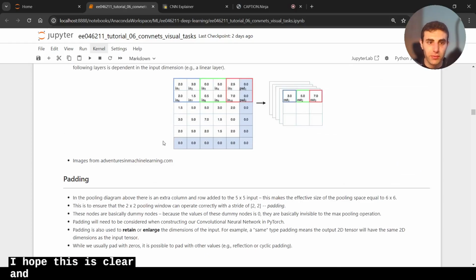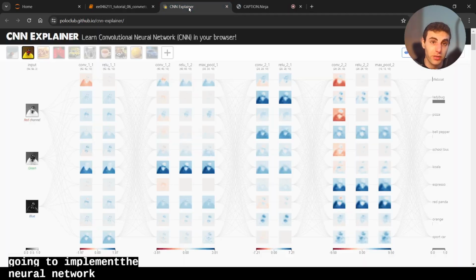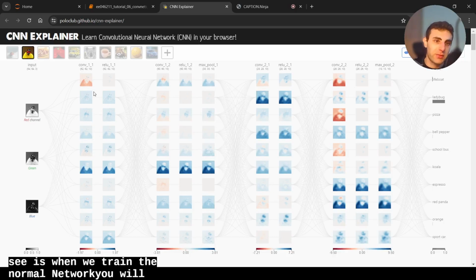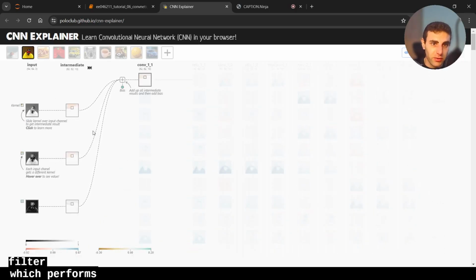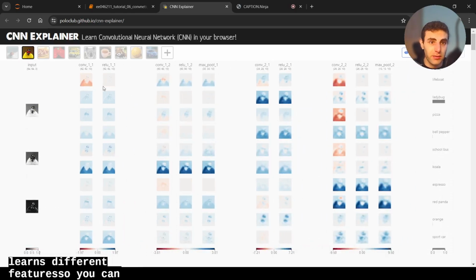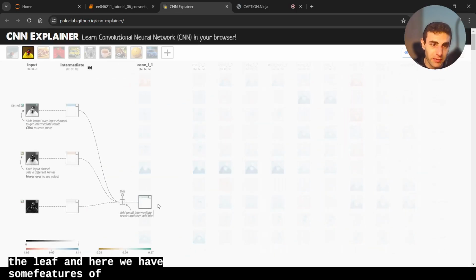And what we'll do in the next tutorial is implement a convolutional neural network. Basically, when we train the neural network, you will be able to see that each filter, which performs this cross correlation operation, actually learns different features. So you can see here that each filter learned to highlight a different feature. Here we highlight the leaf, and here we have some features of the ladybug.